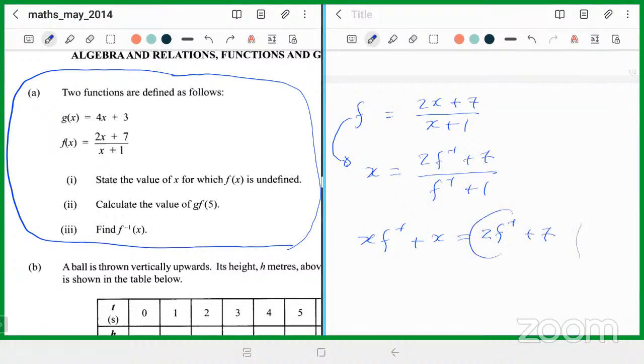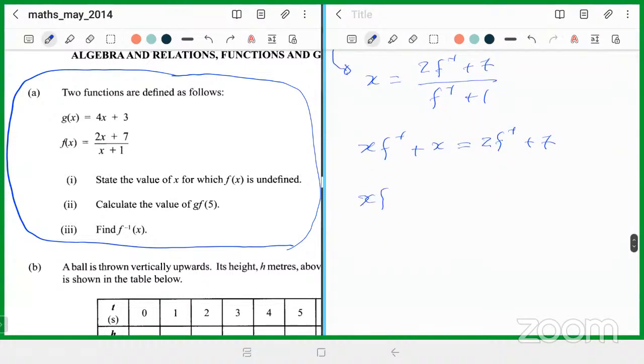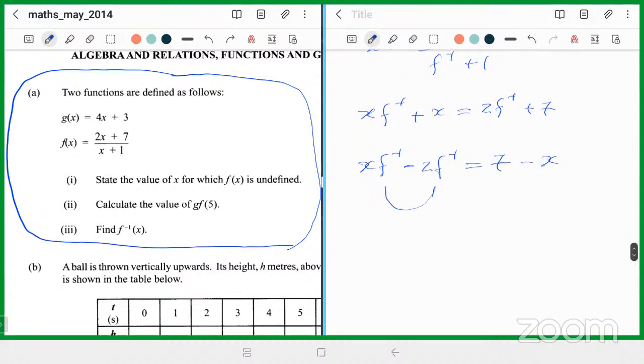Then I need to get this over here and subtract, and get this over there and subtract. So we get x f to the minus 1 minus 2f to the minus 1 equals positive 7, and this x goes over and becomes a negative x. And I'm going to factorize f to the minus 1 out of these two terms: f to the minus 1 times (x minus 2) equals 7 minus x.